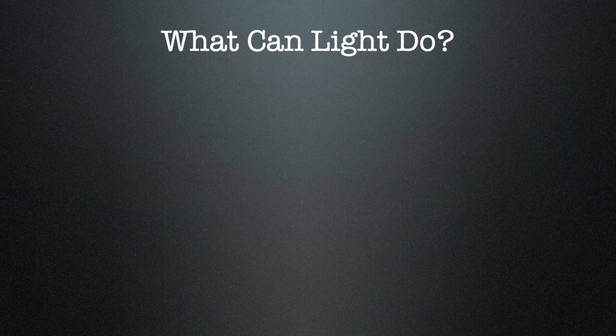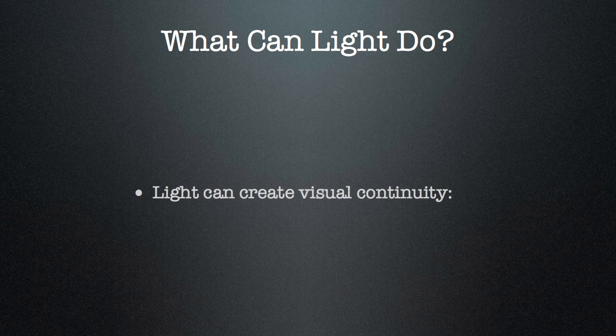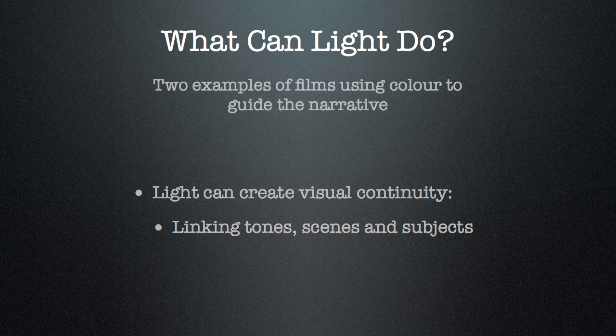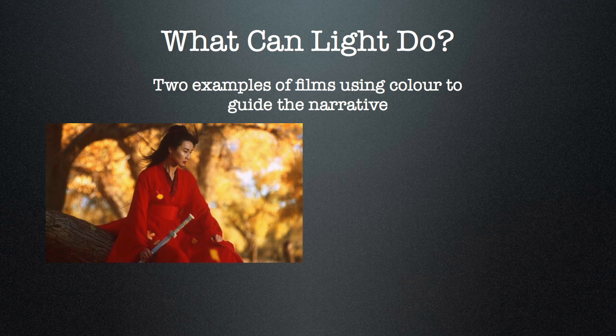So light can create visual continuity in a scene. This has been used a lot by directors in the last sort of 10 to 15 years, where scenes and subjects are linked together by tones. We can see that in films such as Hero, which is a good example of using that method or that idea to tell a story.